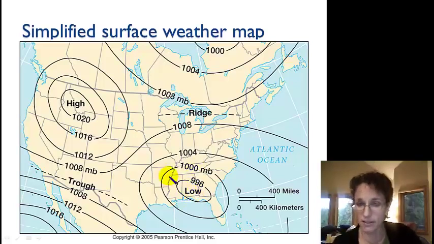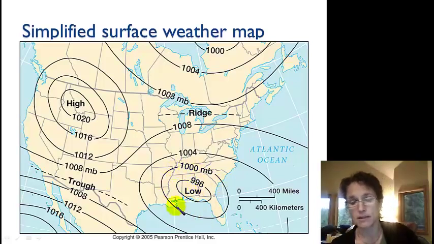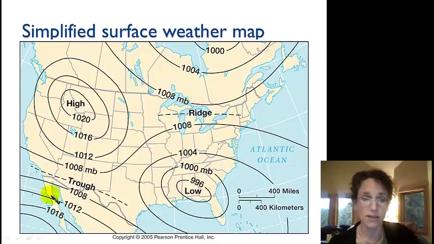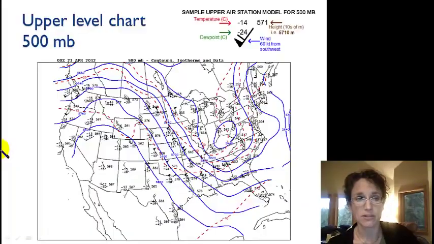So what this tells us is that we would expect there to be cloudy, potentially rainy weather down here in the southeastern U.S. and fair, clear weather up here in the northwestern U.S. where we have high. And then in this high pressure ridge, probably more fair weather, and in this low pressure trough, probably more cloudy precipitation.